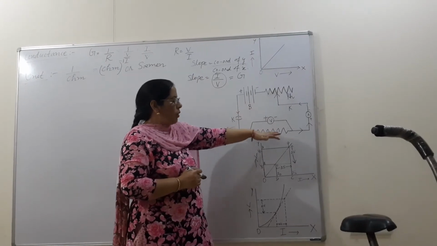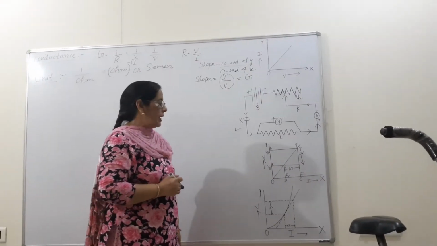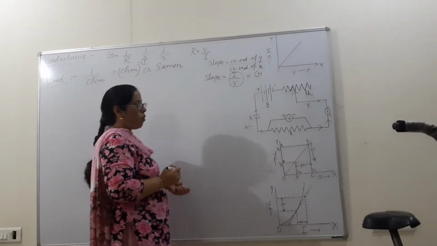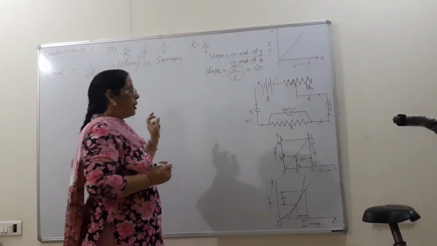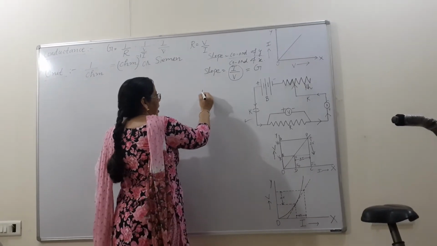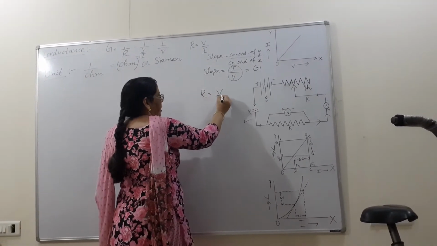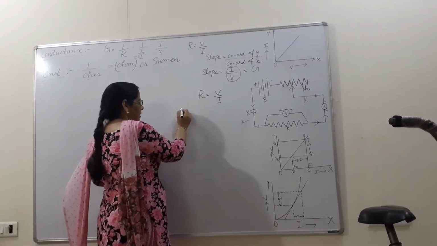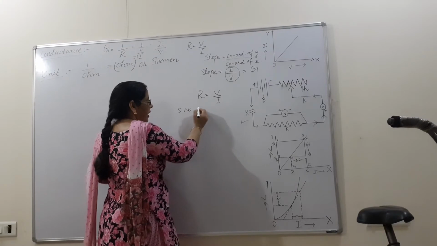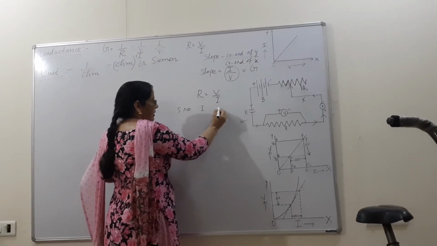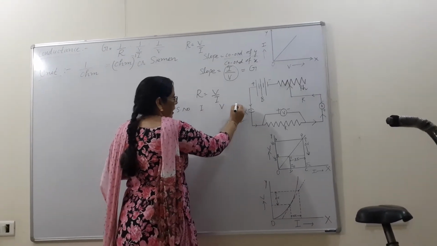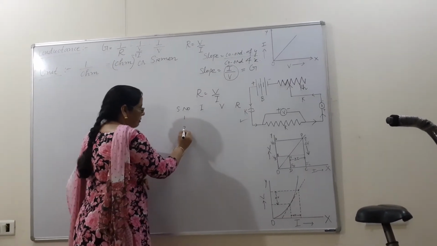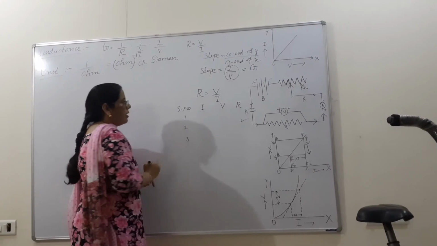Then beta, in this way you have to take 3-4 sets of readings, and you will notice that when you find the value for every set, R is equal to V by I. You will make a table like this: this is the serial number, this will be the value of I, this is the value of V, this is the value of R. Serial number, like you have taken 3 sets, 1, 2 and 3.